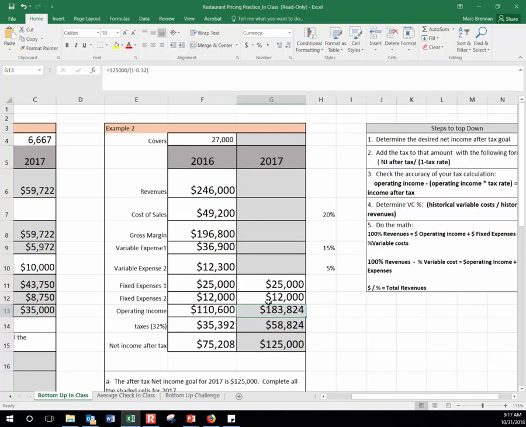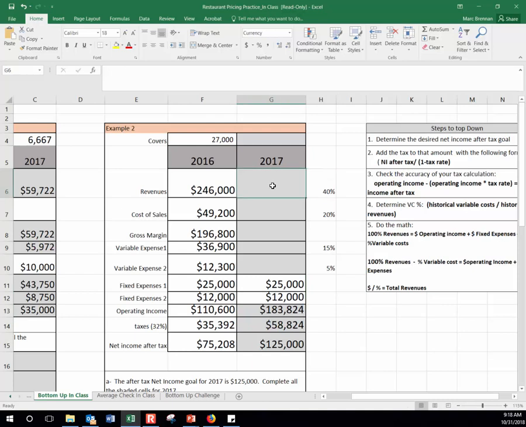So now that I have my income before tax and my fixed expenses, I can move towards discovering my required revenues because I also have my variable cost percentage. So in this case, we need to start off by adding up some things. We need to add up all three of these percentages. If we do that, we should see that we have 40% of total revenues is going to be our variable cost percentage. That means that our fixed expenses and our operating income should equal 1 minus this number.